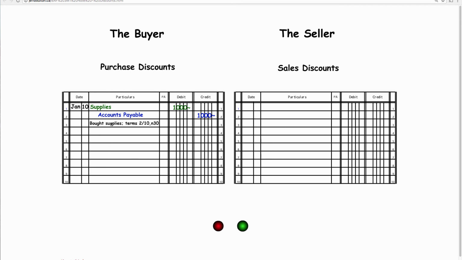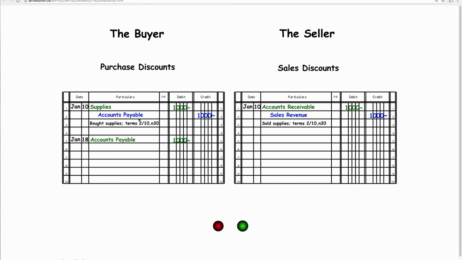The seller for the same transaction would record accounts receivable for that $1,000. Notice we're ignoring sales taxes just to keep it straightforward for a minute. And that seller would credit revenue of $1,000. Now, when the payment came on January 18th, 8 days later, the terms were 2 in 10, so the 18th is 8 days. That's within the discount period, so the 2% is going to come off.